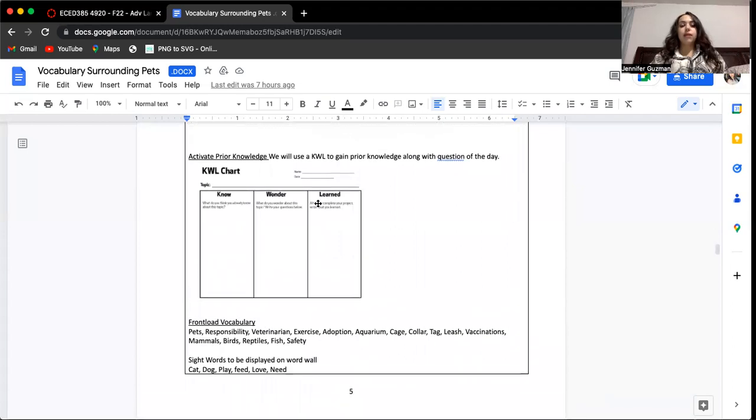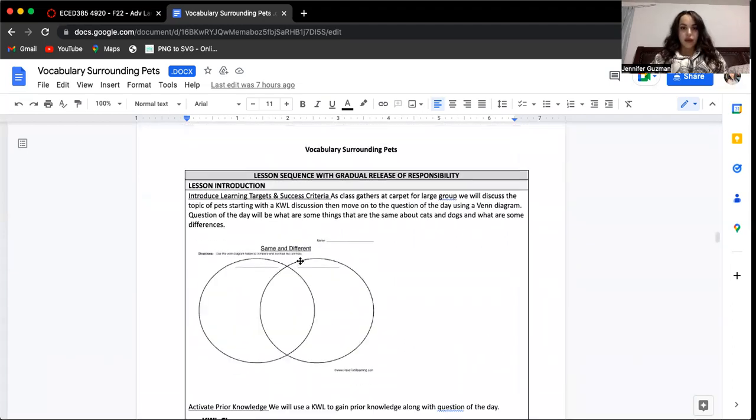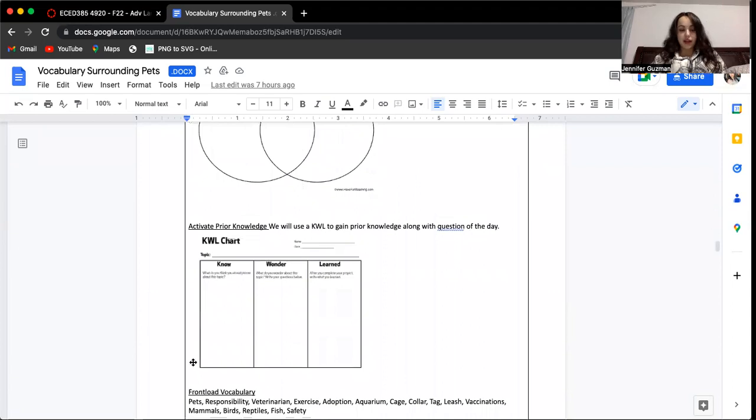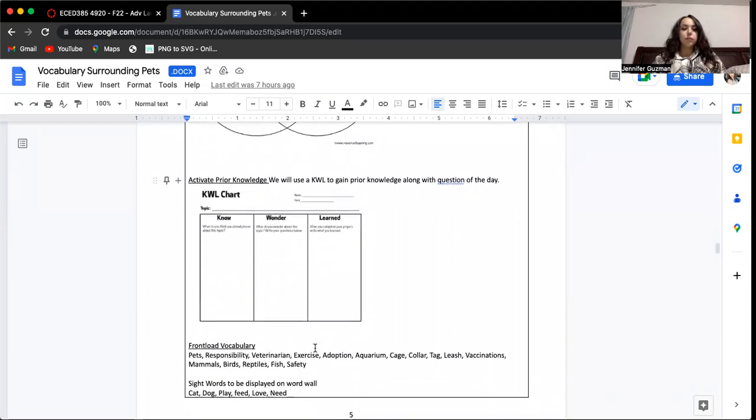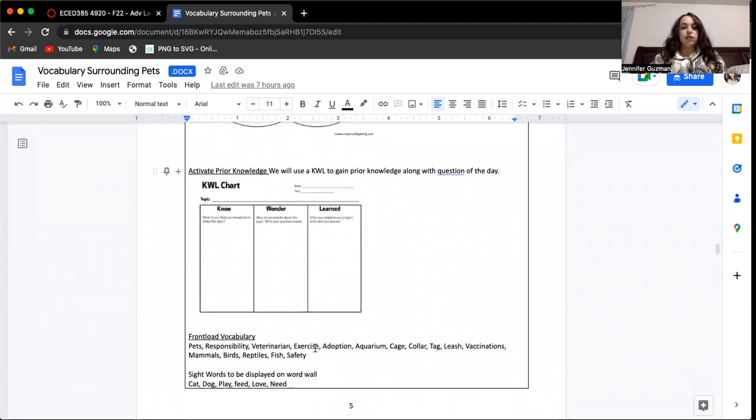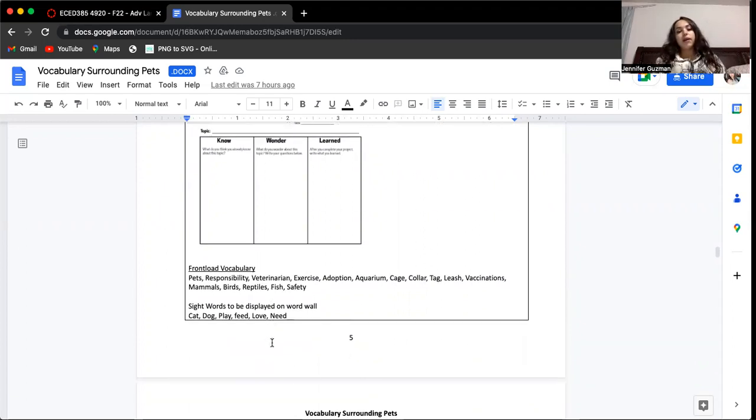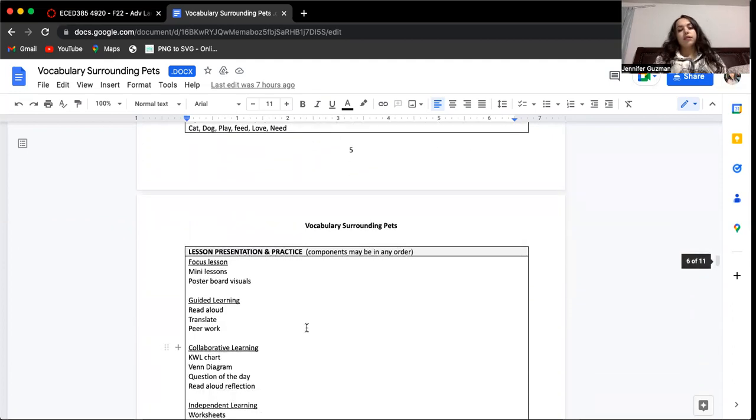Here we have a type of KWL chart. In this KWL chart, we will have students gain prior knowledge along with the question of the day. Here we have some front-load vocabulary and some sight words.